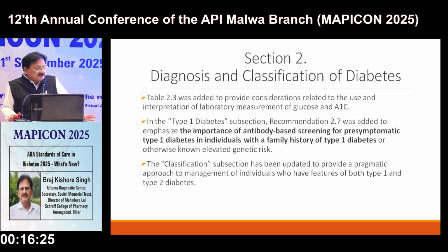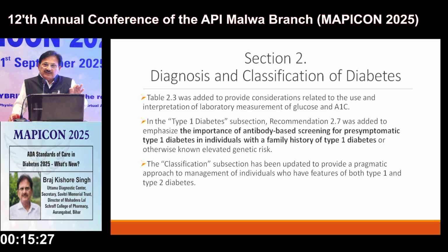In section 2, diagnosis and classification of diabetes, table 2.3 was added to provide considerations related to the use and interpretation of laboratory measurement of glucose and A1C. If the glucose parameter is measured in different ways, whether blood glucose, plasma glucose or capillary glucose, there will be different levels. If you test whole blood glucose, the level will be different. If you use plasma glucose, the level will be there. If you use capillary glucose, the level will be less. So there are some problems with blood glucose monitoring, and similarly with A1C measurement, because A1C measurement should be endorsed by the different international guideline standards. So there are certain things to be included, and this table 2.3 is incorporated for that.